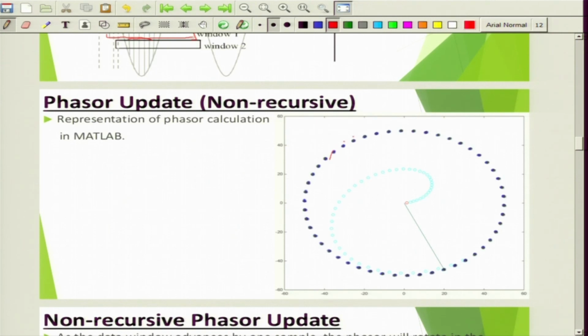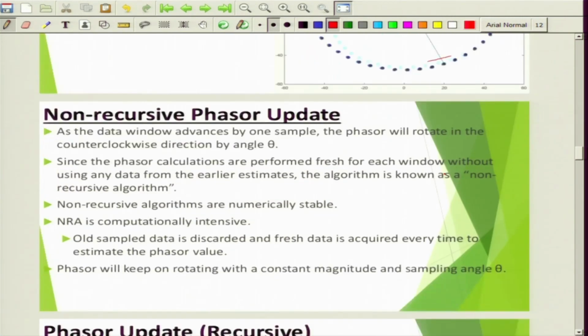You can see here it is a rotating phasor, the magnitude and the phase angle are rotating. In the non-recursive phasor update, as the data window advances by one sample, the phasor will rotate in the counterclockwise direction by angle theta. Since the phasor calculation is performed fresh for each window without using any data from earlier estimates, the algorithm is known as a non-recursive algorithm. Basically it happens like this.